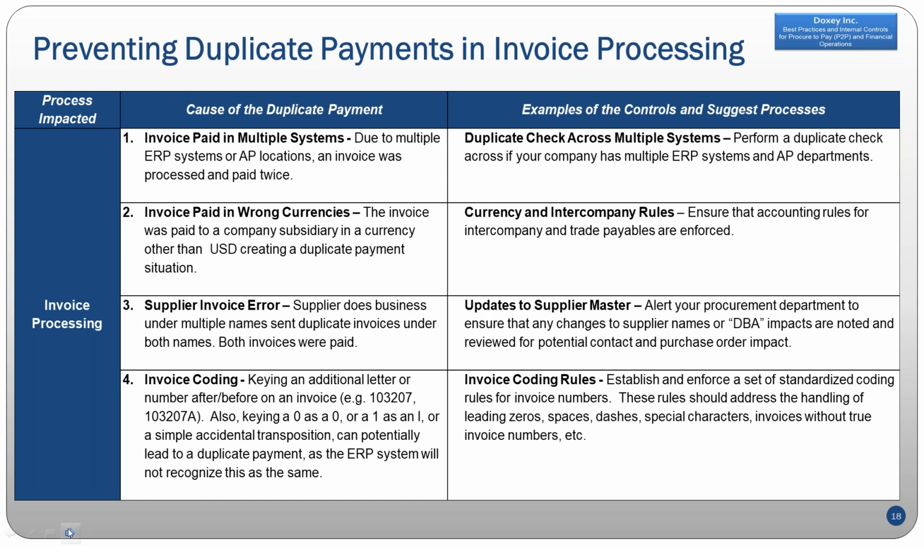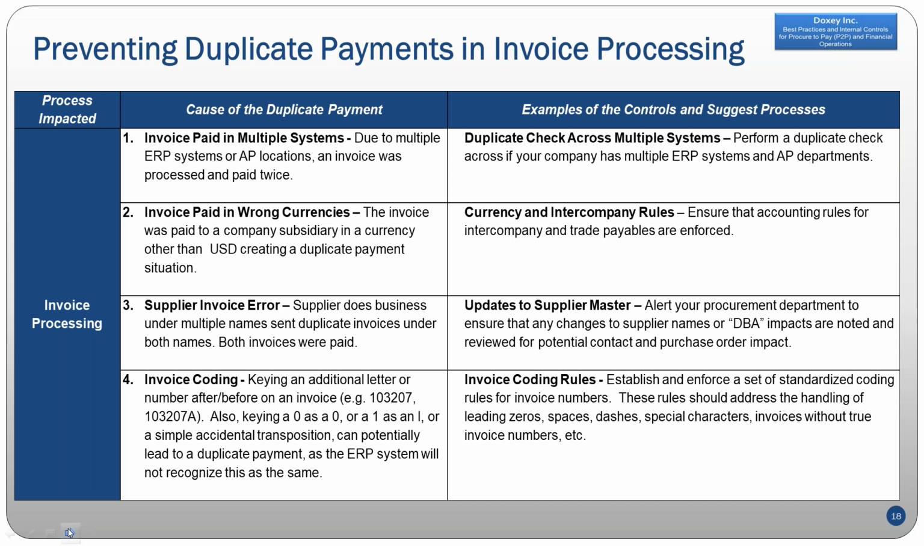We talked about supplier information coding. There's also invoice coding, and this is one of the most common causes of duplicate invoices. And suppliers do this intentionally or unintentionally. They could key an additional letter or number after or before an invoice, and also keying a 0 as an O or a 1 as an I, or an accidental transposition.